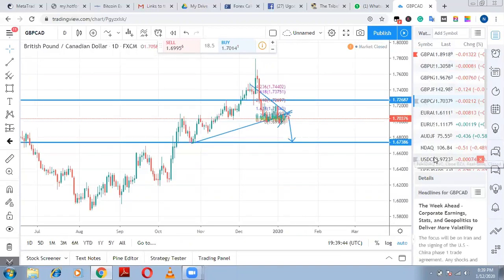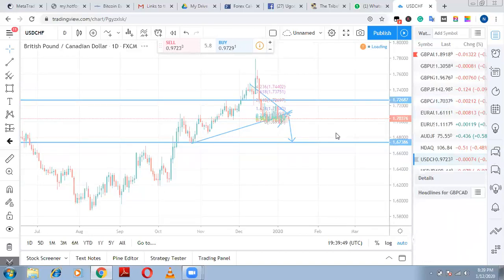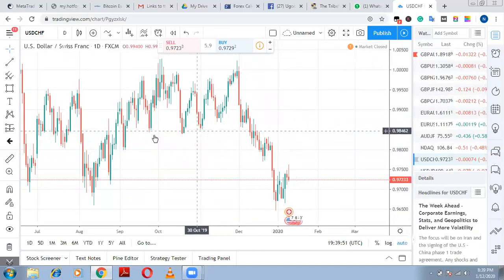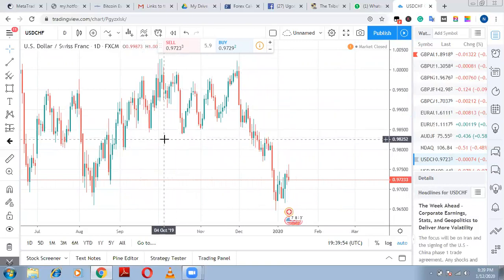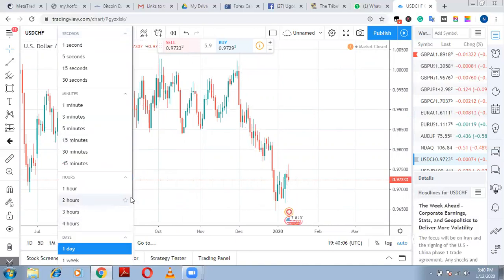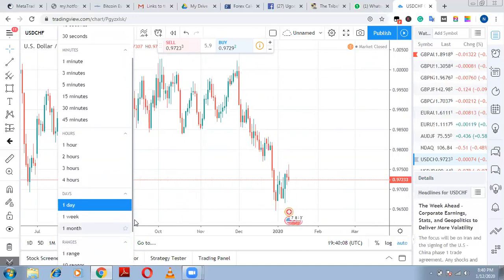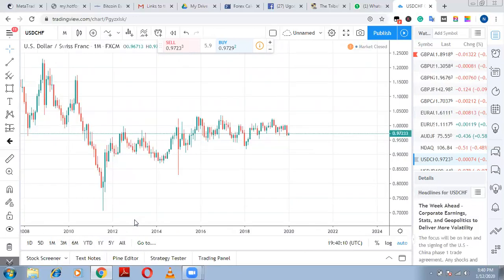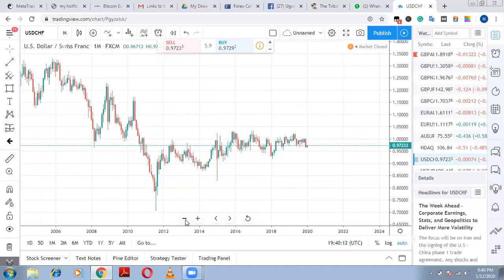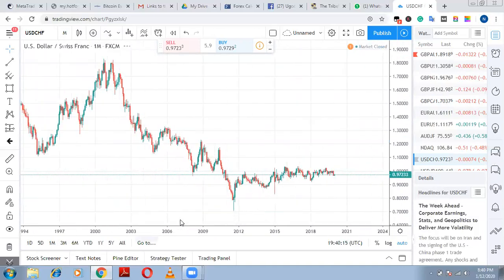Let's check USDCHF. What does USDCHF have? Now, guys, what I do here is, for me to have a view of the market, the dominant trend, I have to start from either the monthly or the weekly chart time frame to understand what's happening. So first of all, I check the monthly. On the monthly time frame, I check the dominant trend of the market.